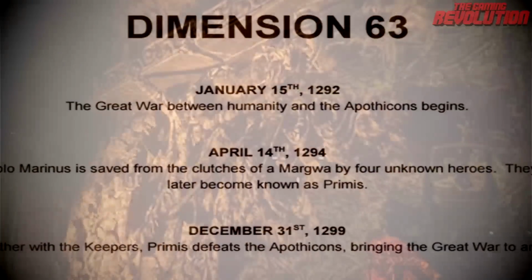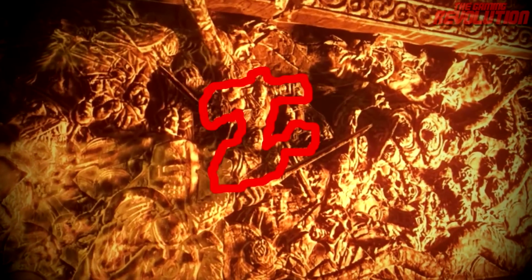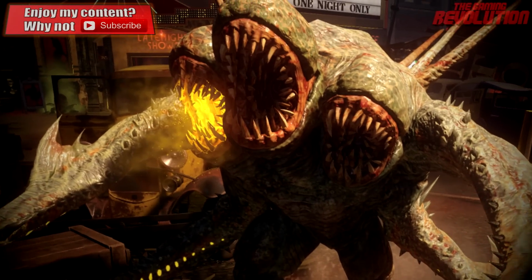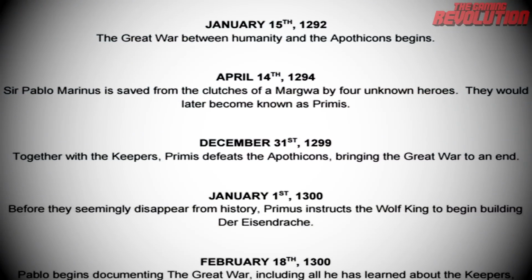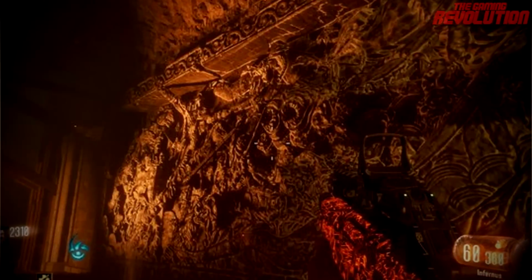On April the 14th, 1294, Sir Pablo Marines, aka the Mexican test subject, is saved from the clutches of a Margwa by 4 unknown heroes. They would later become known as Primus. On December the 31st, 1299, together with the Keepers, Primus defeats the Apothegons, bringing the Great War to an end.